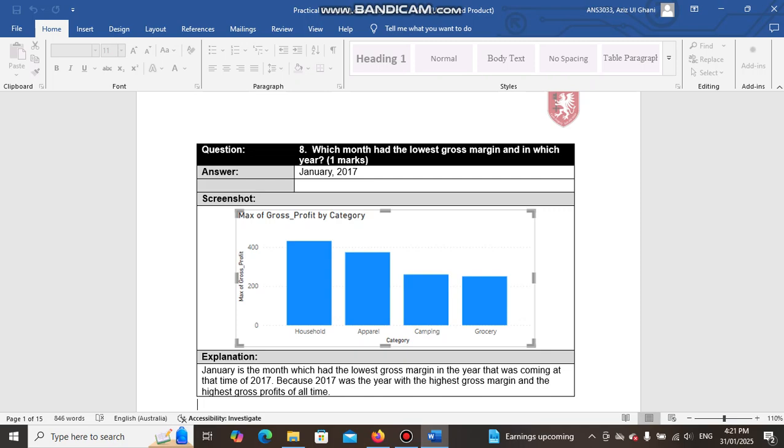So we have made this graph through the business intelligence platform, Microsoft Power BI. In this graph we can clearly see on the left side the max of gross profit, as well as on the right side the category. The household is the highest one, whereas the grocery is the lowest one. And January is the month which had the lowest gross margin, in the year 2017. You can see 2017 was the year with the highest gross margin and the highest gross profit of all time.